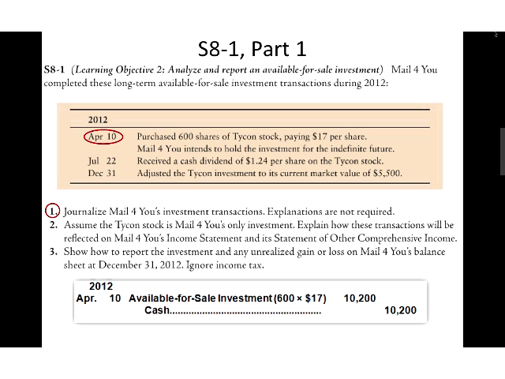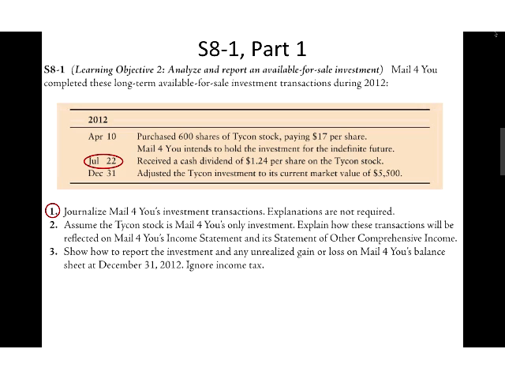Okay, the next transaction down says on July 22nd, we received a cash dividend of $1.24 per share. So we're getting a $1.24 dividend, and we have 600 shares. So $1.24 times 600 is going to be $744. What we're doing on July 22nd is recognizing that we're getting cash of $1.24 times 600, so we're increasing cash, and the credit then will be to dividend revenue.